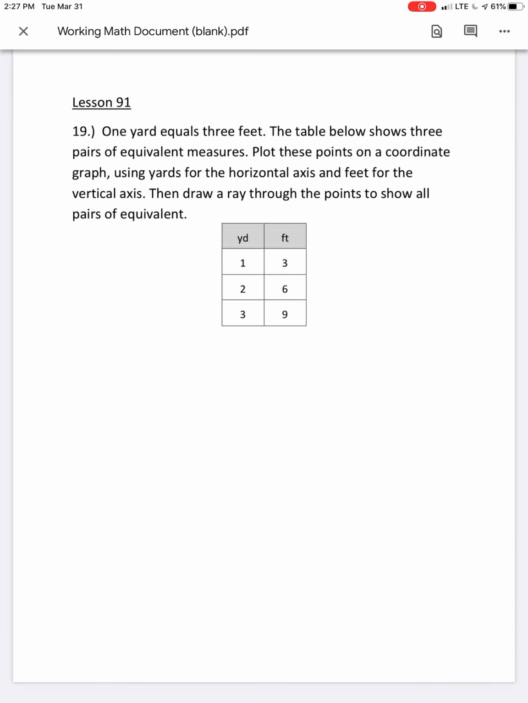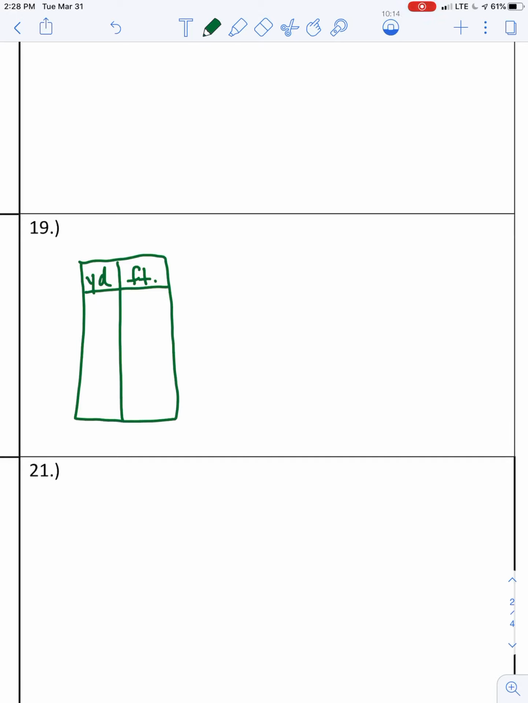Okay, so let's go back to my document here. On 19, the first thing I want you to do is go ahead and build our function table. You're going to have yards and feet. Normally we use X and Y, but we are specifically comparing feet to yards in this problem. We're going to change the names of our axes. If you want to draw this in your notes and not use the coordinate plane that was provided, that's fine. But keep in mind, it is only going to be quadrant 1 up here. That's all we're using. So these are going to be all positive numbers.